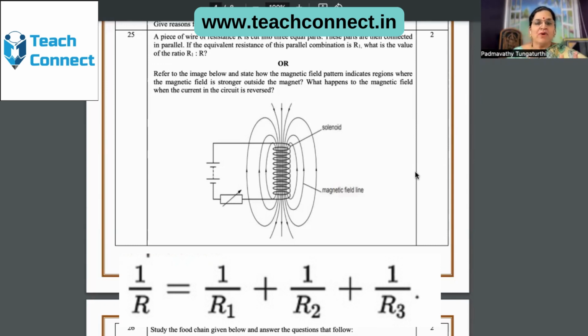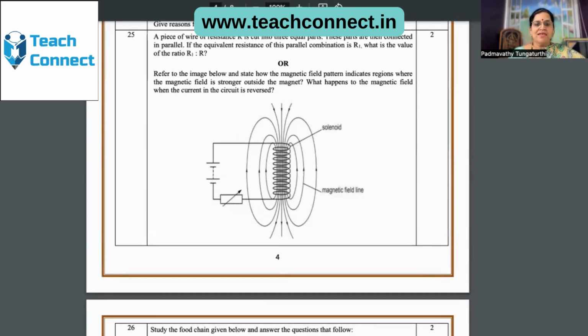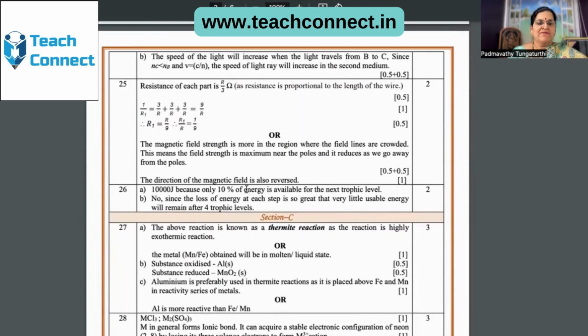9/R will be equal to 1/R1. When 9/R is equal to 1/R1, they are asking you the ratio. Therefore, 1/R1 is equal to 9/R. That is, the ratio of R1 to R will be 1/9. This is how it justifies the answer over here.